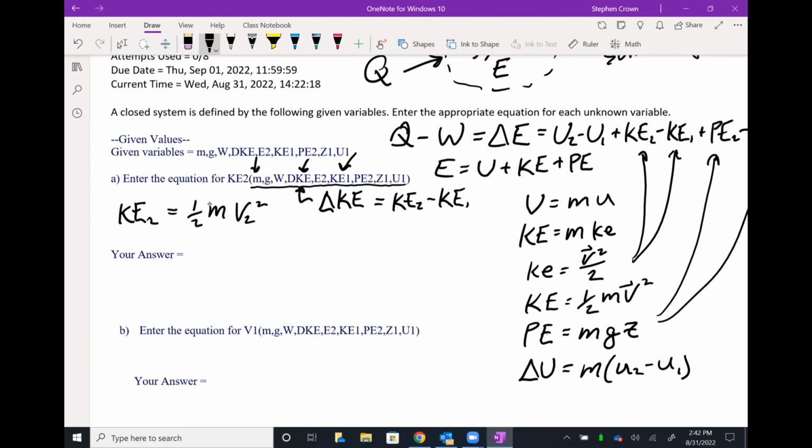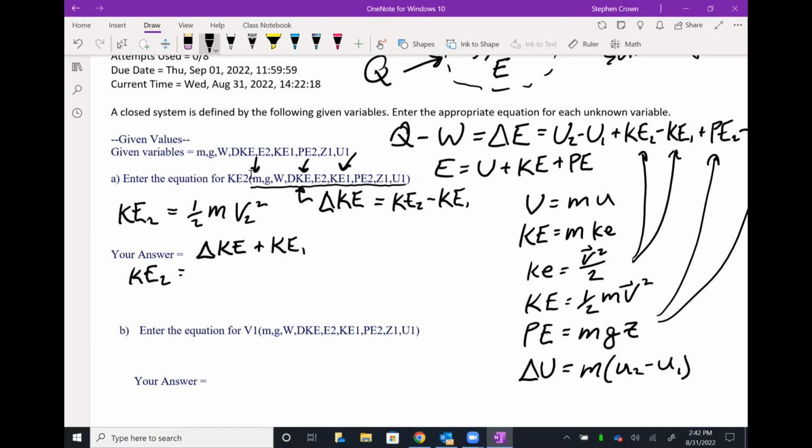So now I solve this equation for ke2. So ke2, which is what I'm giving an answer for, there's already an equal sign there. So I simply put the right-hand side of the equation, which will equal delta ke, which is one of the given variables, plus ke1. Let's move on to the next one. That one wasn't too challenging.